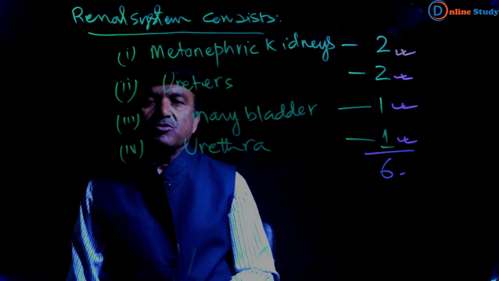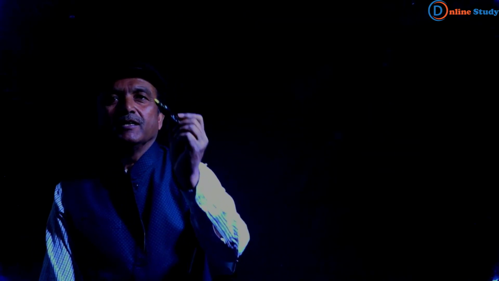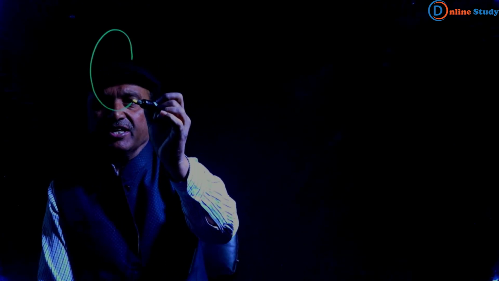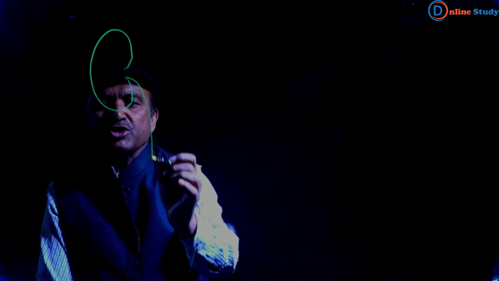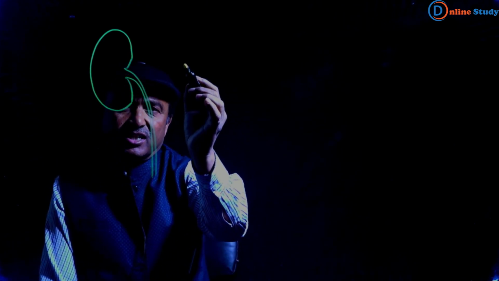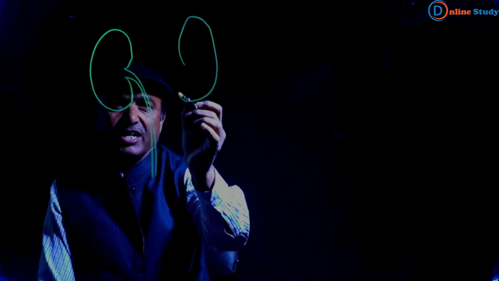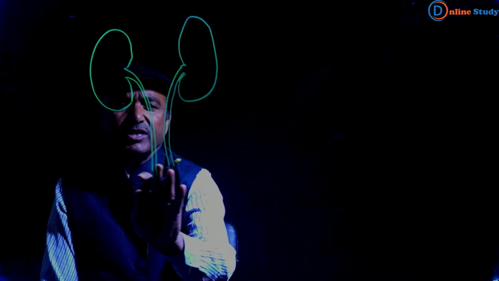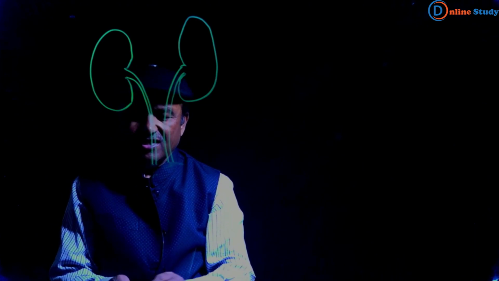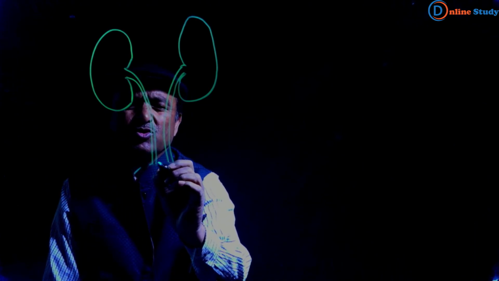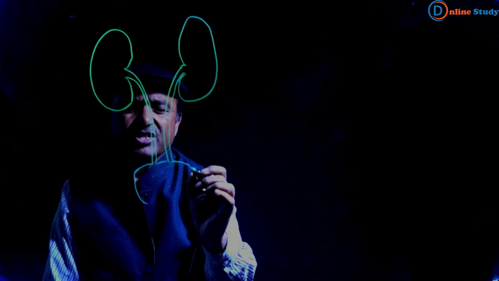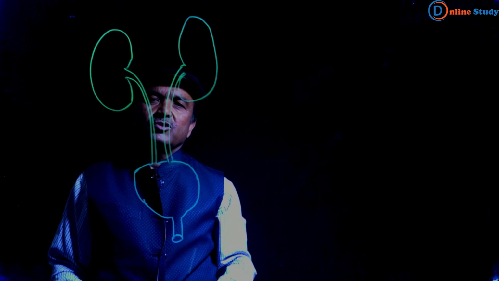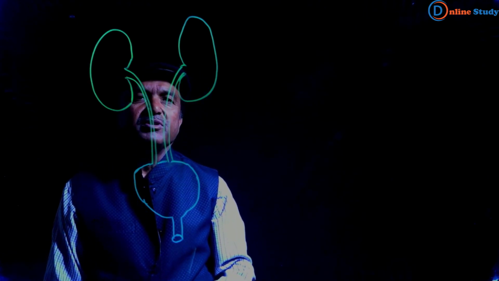Now let us discuss about kidney. Let us draw the structure of renal system. This one is kidney, metanephric kidney, and this one is ureter. This one is another kidney, and this one is another ureter. And this joins urinary bladder. This structure is urinary bladder. And here is urethra. So this is the simplified diagram.